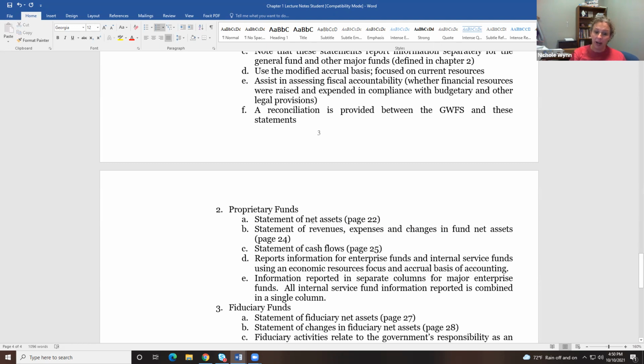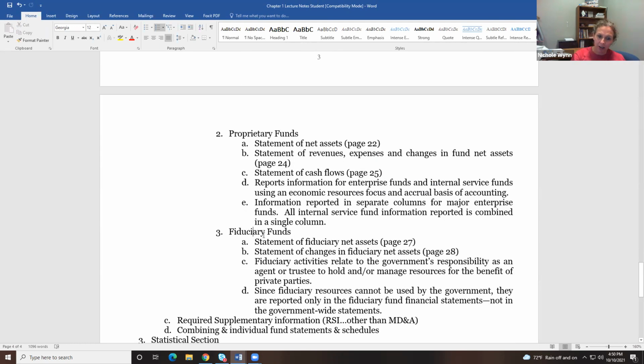And you will get to see those. Not everything rolls up into the government-wide financial columns, so we'll see that later. In the fiduciary funds, they basically just have a statement of fiduciary net assets, which is basically a balance sheet. Then there is a statement of changes in net assets, which would be kind of like an income statement. Really it's just a change in the equity, because they're not going to operate in order to make a profit.